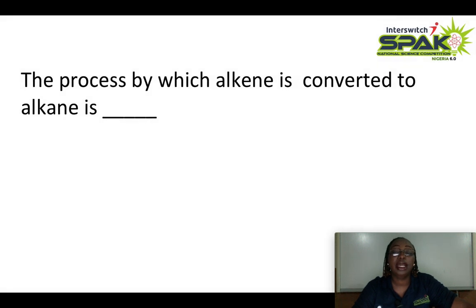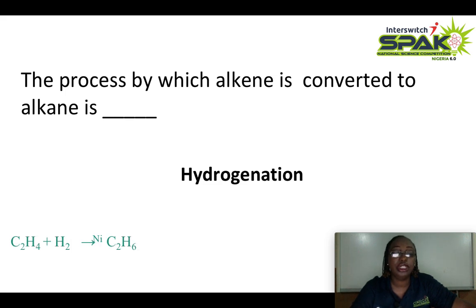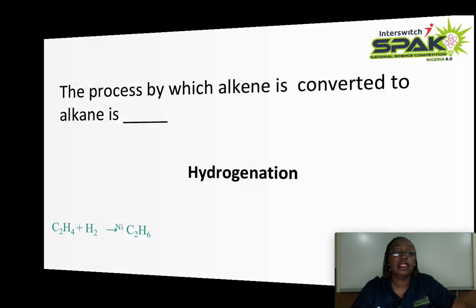The process by which alkene is converted to alkane is called, one name is given to that reaction. If you can remember what we said earlier, the answer is hydrogenation. Hydrogenation is a process by which alkenes are converted to alkanes. In the presence of nickel, we have a reaction of ethene reacting with hydrogen to give ethane.